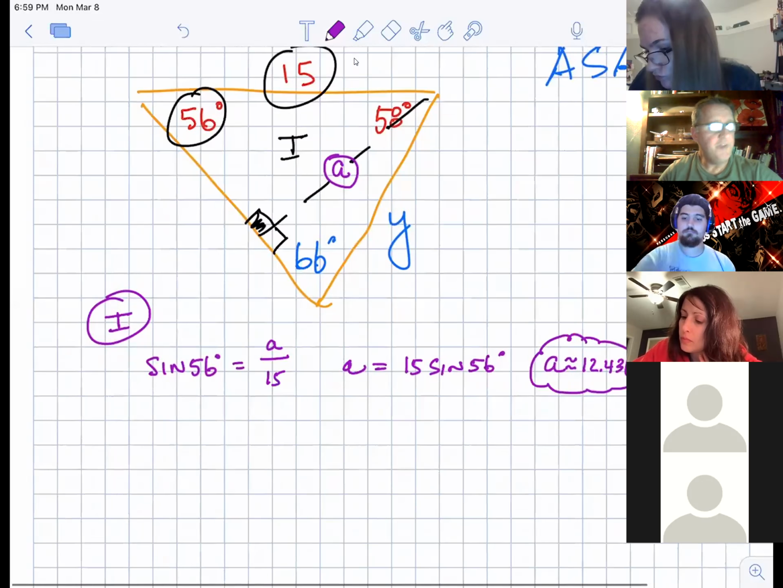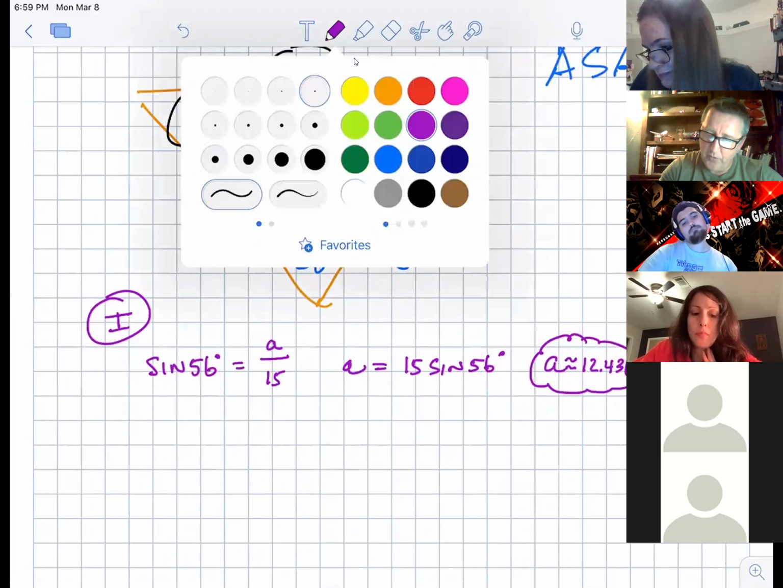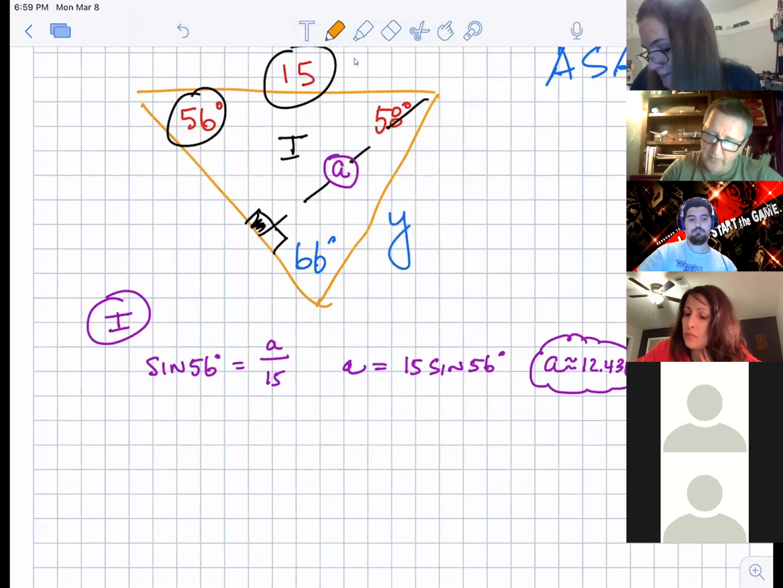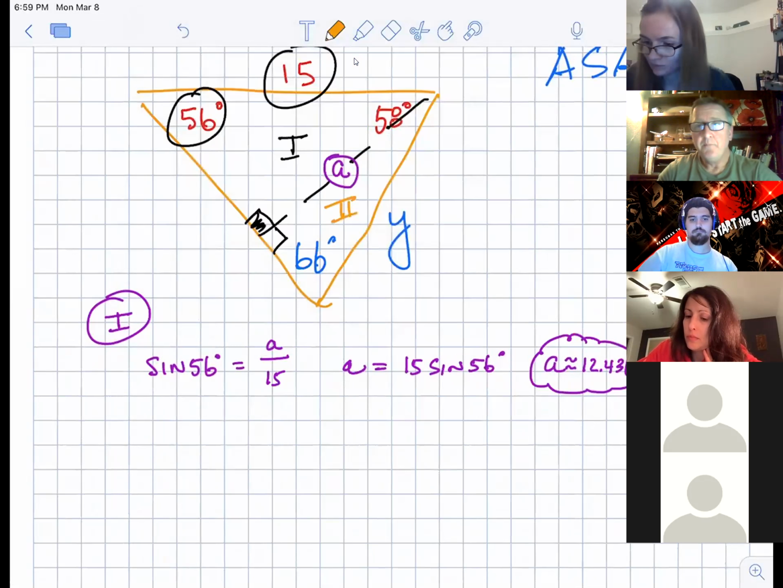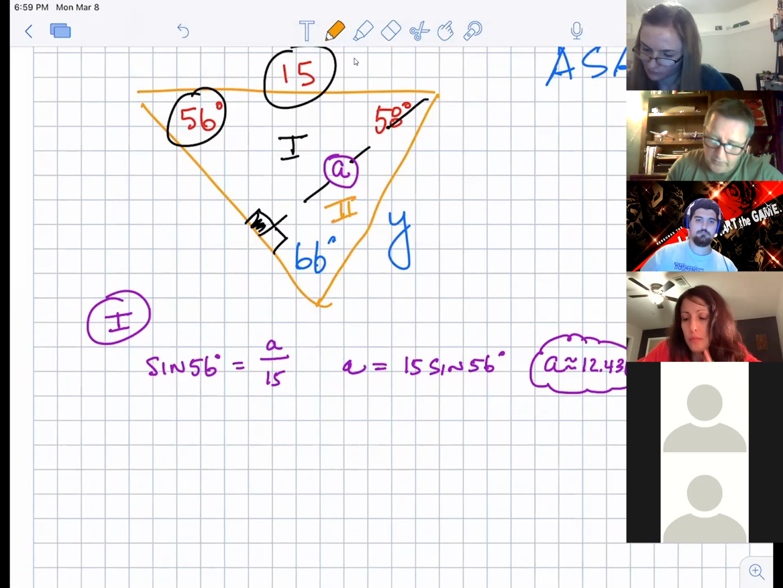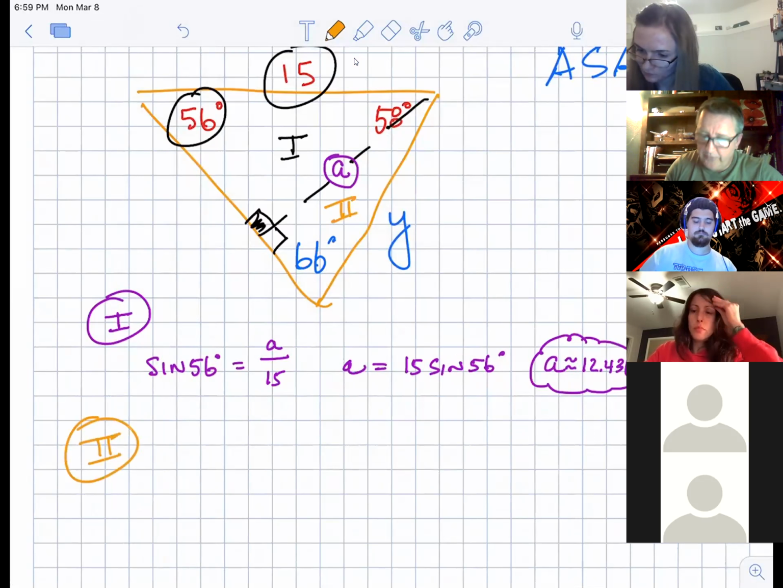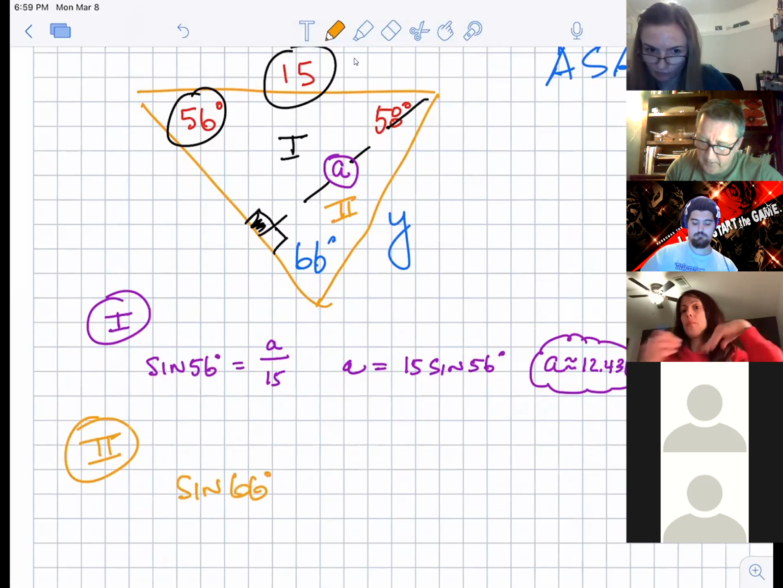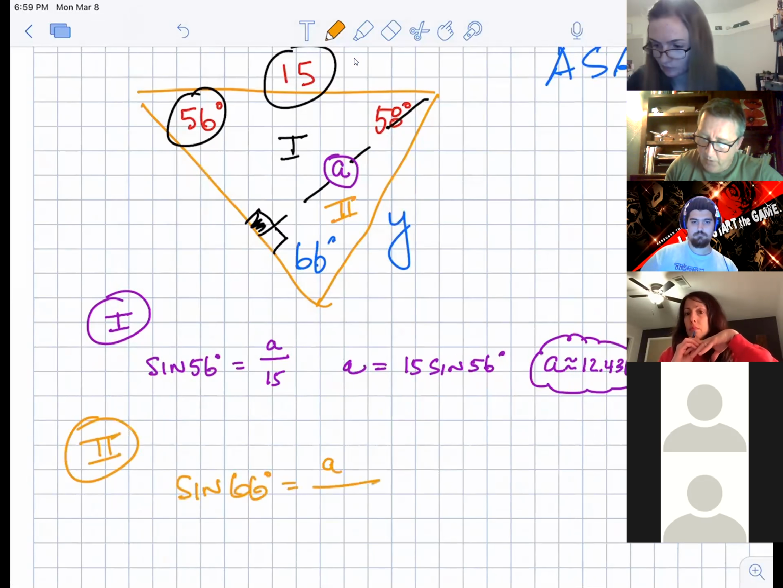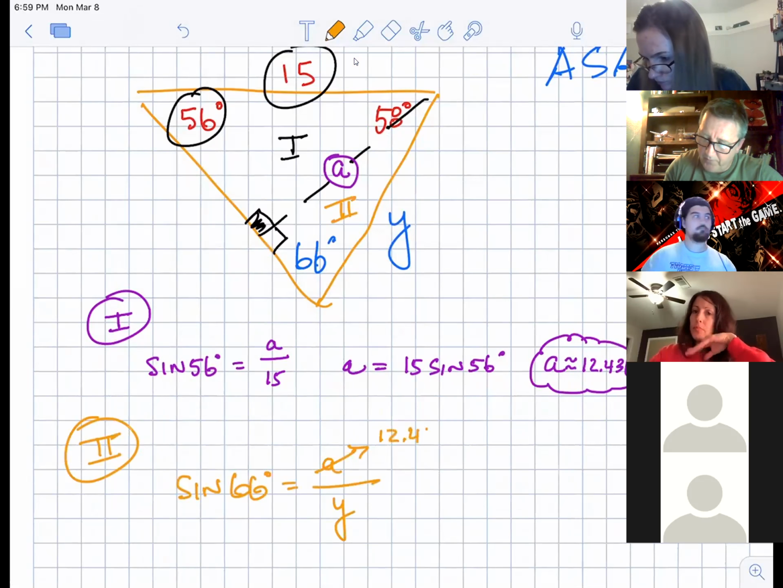Do you notice you can actually jump into the second triangle right now? You can abandon the first triangle because you now know another side in the other triangle, because A is shared by both triangles. So couldn't I jump into that second triangle now? And actually, look at that. It's interesting. It's the sine again. The sine of 66 is opposite, which is A over Y. And I know A now, 12.436.